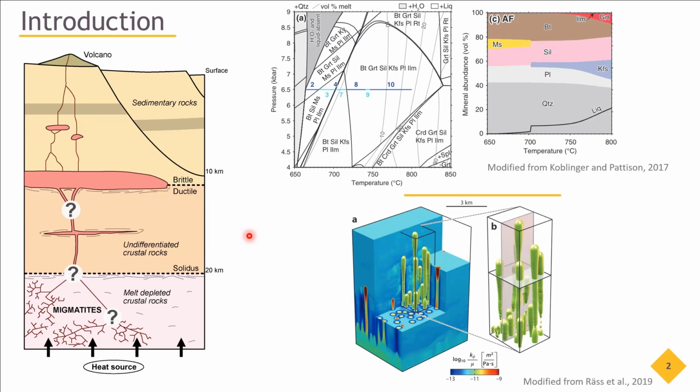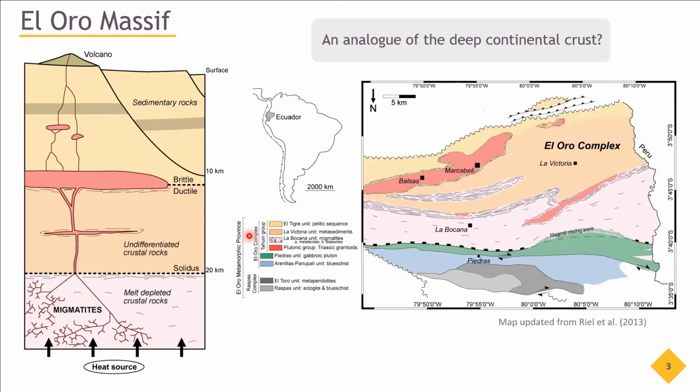So I will not talk about Ivrea today, but I will bring you to Ecuador, the El Oro Complex in Ecuador. Here you have the geological map of the El Oro Complex. What's interesting with this place is that you have this pink formation, which is composed of migmatites. You have this orange formation here, which is amphibolite-facies metapelites. And then you have a pluton here, which corresponds more or less to this. This is the scheme on the left, with the same colors.